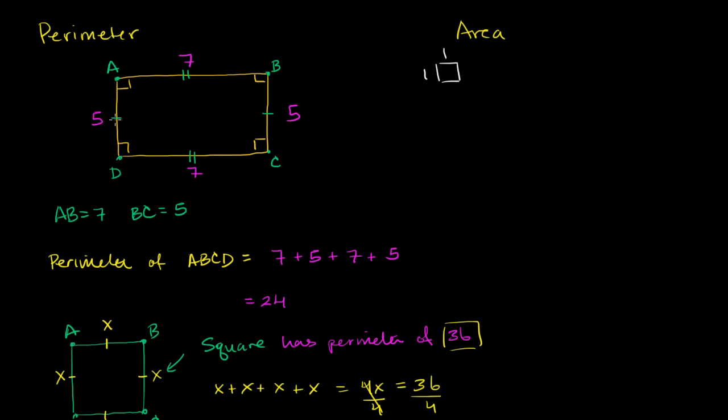So for example, you could call this a 5 by 7 rectangle, because that immediately tells you, okay, this side is 5 and that side is 5. This side is 7 and that side is 7.